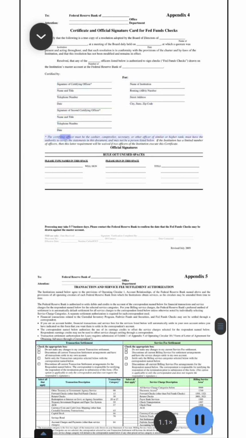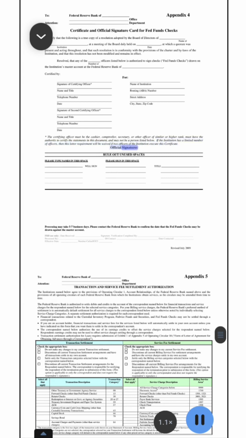The certifying officer must be the cashier, comptroller, secretary, or other officer of similar or higher rank, must have the authority to certify the statements in this document, and may not be a person listed below. If the institution has a limited number of officers, then this latter requirement will be waived if 2 officers of the institution execute this certificate.